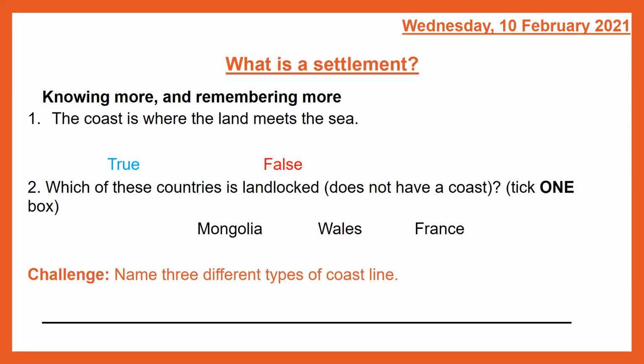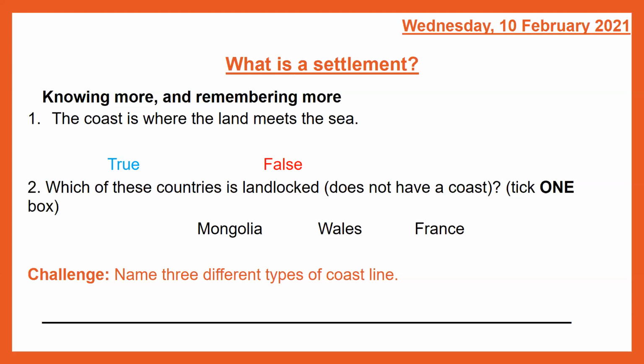Question number 1 says, the coast is where the land meets the sea. I'll read that again. The coast is where the land meets the sea. Is that true or is that false? Question 2. Which of these countries is landlocked, which means they do not have a coast? Tick one box or circle around it, or write the name of the place down. And the challenge is name 3 different types of coastline.